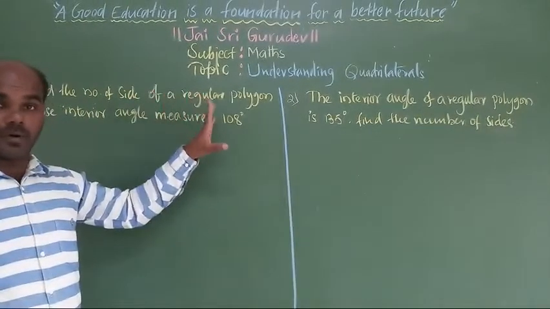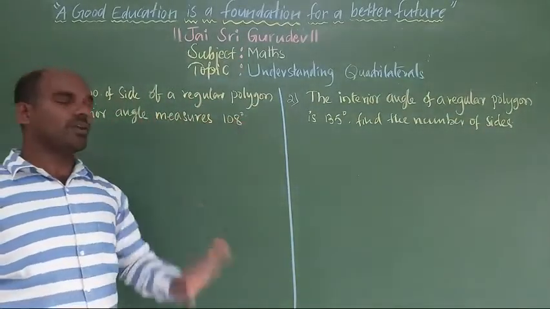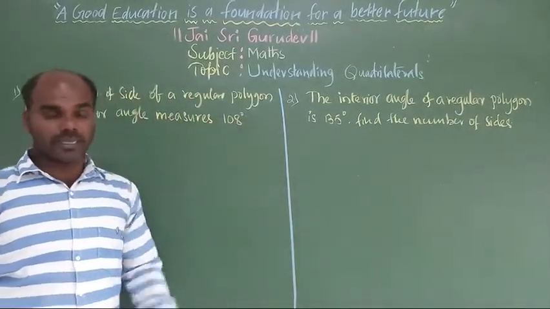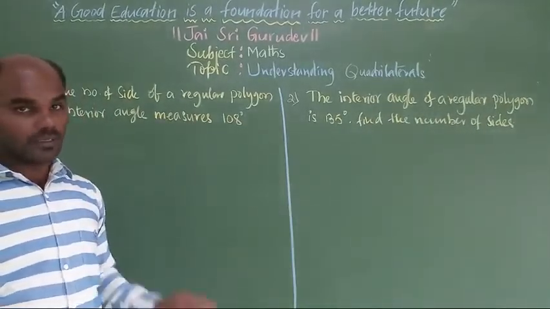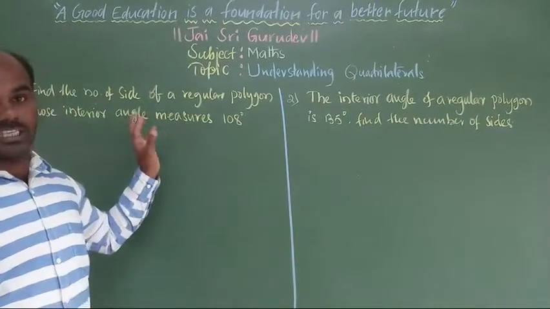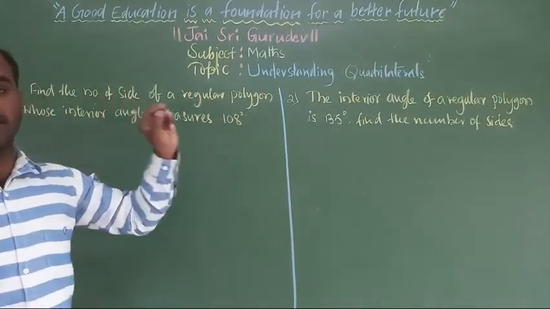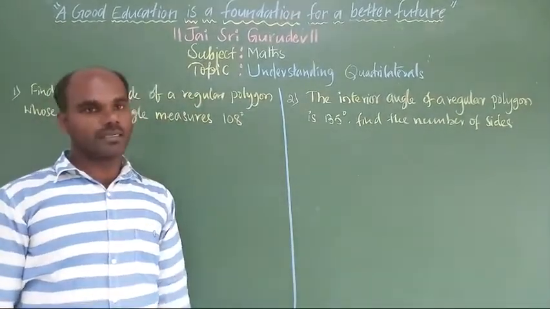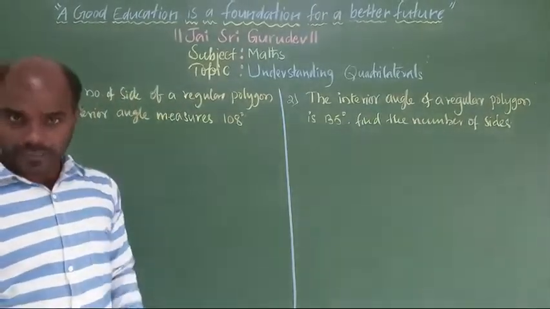Okay, a regular polygon whose interior angle measures 108 degrees. Each interior angle is mentioned here. Since it is a regular polygon, all the sides must be equal. Then we have to find the number of sides in the polygon.